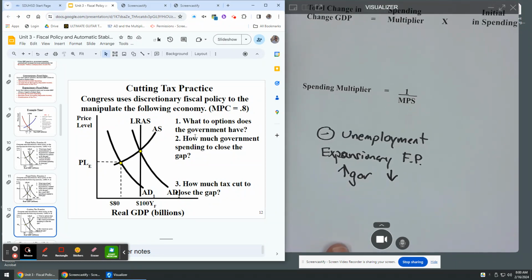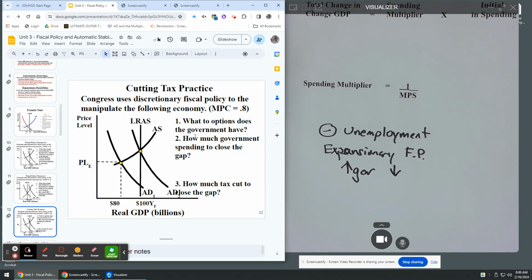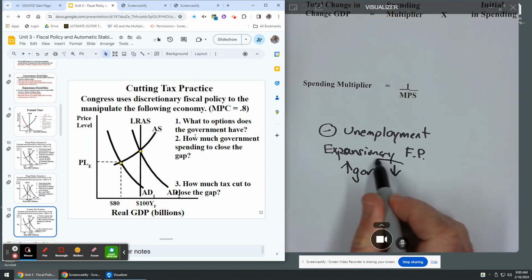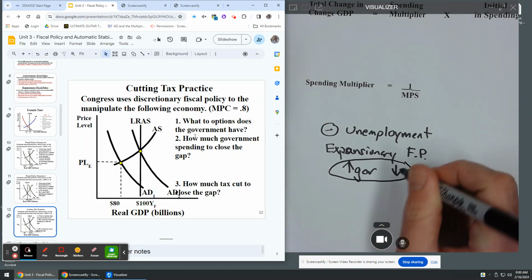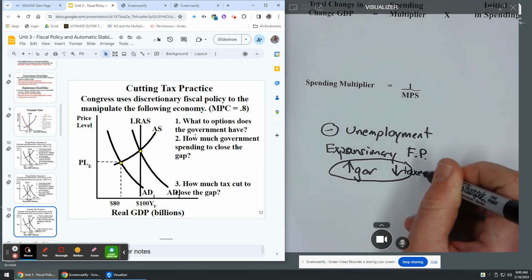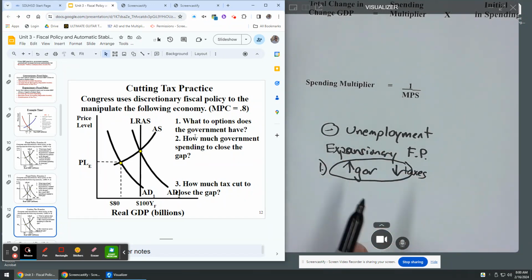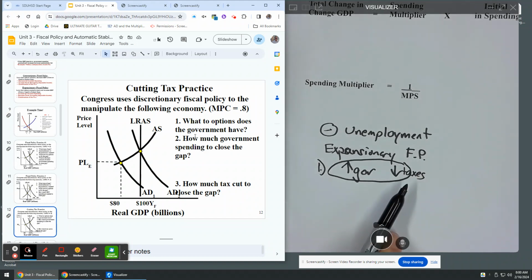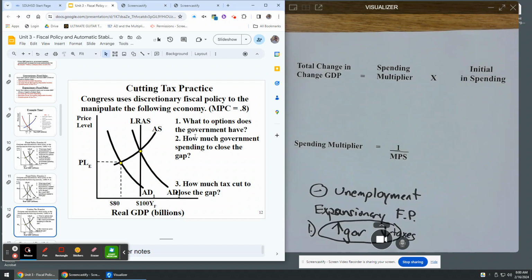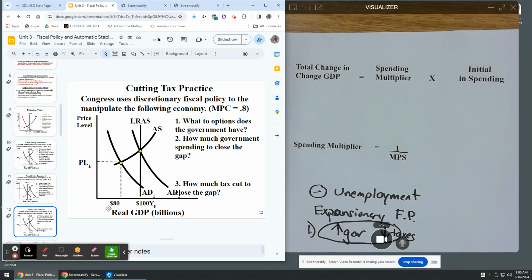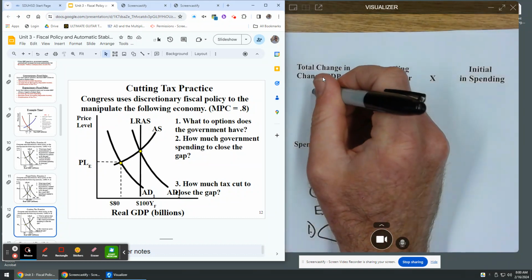So number one asks us, what options does the government have? Well, we addressed it right there. So question number one was we can increase government spending or we can cut taxes. But by how much? Well, no problem. We've done it a couple times now. We know that our gap, or the total change in GDP that we need to address, is $20 billion.